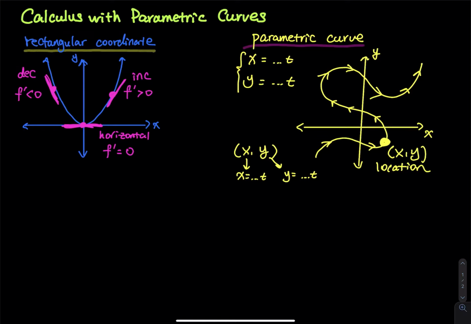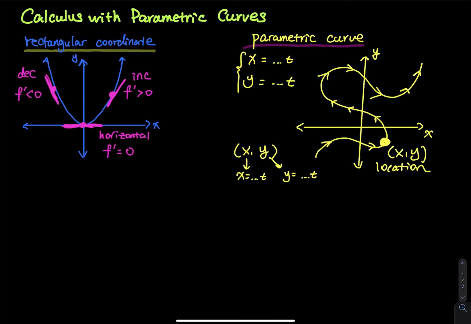So let's say I have a specific location. Do you see there is a big yellow dot? At that point, we have x comma y. So what is x comma y? X comma y is a location of the curve, but the x comma y does not have the time. So behind the x there is a t, behind the y there is a t.